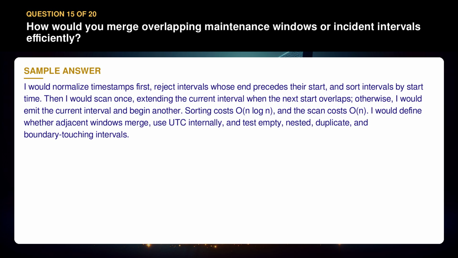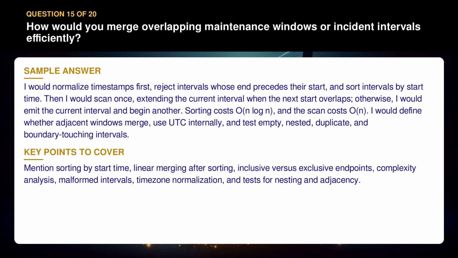I would define whether adjacent windows merge, use UTC internally, and test empty, nested, duplicate, and boundary-touching intervals. Mention sorting by start time, linear merging after sorting, inclusive versus exclusive endpoints, complexity analysis, malformed intervals, time zone normalization, and tests for nesting and adjacency.